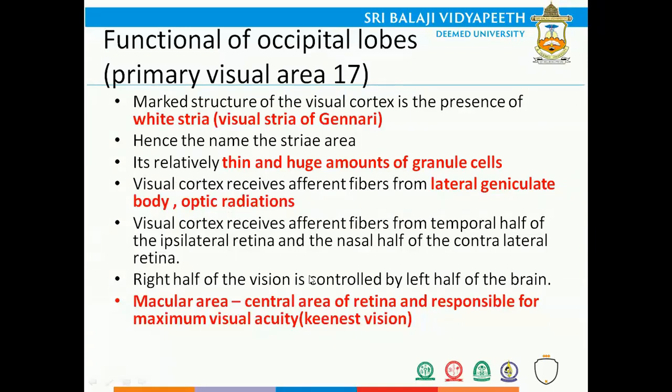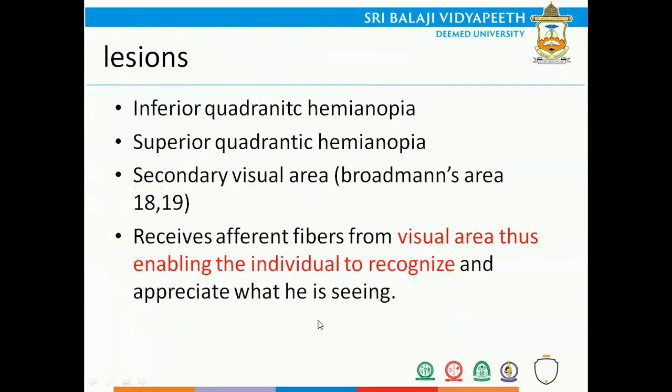The visual cortex receives afferent fibers from the temporal half of the ipsilateral retina and the nasal half of the contralateral retina. So the right half of the vision is always controlled by the left half of the brain. And the macular area is the central area of the retina responsible for maximum visual acuity, that is called the keenest vision. So the lesions of this visual area, or area number 17, cause inferior quadrantic hemianopia and superior quadrantic hemianopia.